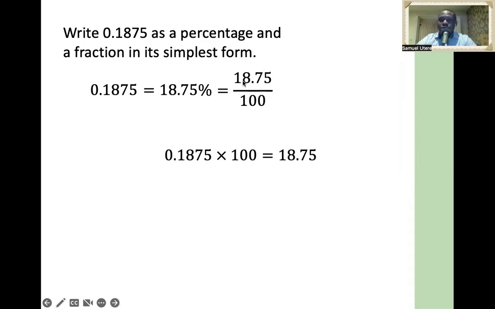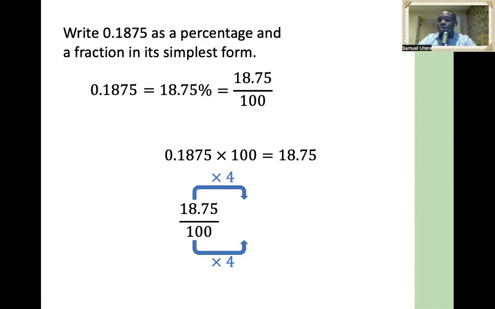To be able to express it in the simplest form, we have to make the numerator a whole number. Now, thinking about numbers, we start really small and see, okay, if I multiply 18.75 by 2, will it make it a whole number? What about 3? What about 4? That's the way to think about it first at this stage of your learning, but there are quicker and more efficient ways of doing it. But let's start really simple and easy.